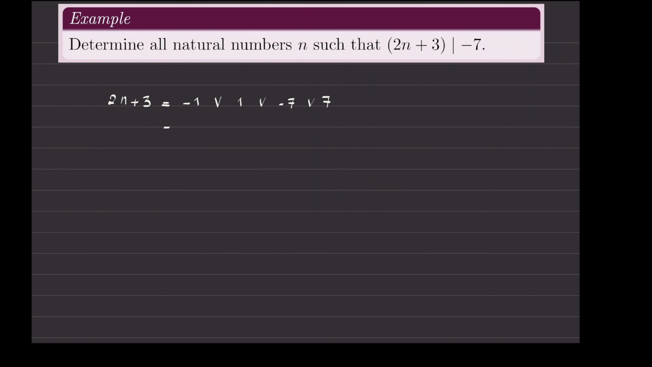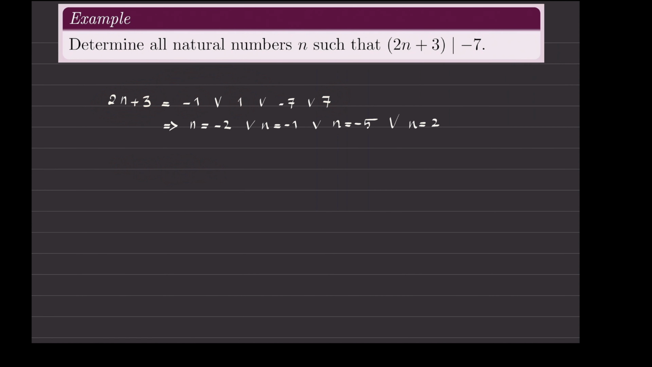From the first one, what happens? n becomes what? You can do it in your head. Equate this with this one. So 2n becomes minus 4 if I move 3 to the other side, so n becomes minus 2. Or what happens if I put it equal to 1? I move 3 to the other side, so 2n becomes minus 2, n becomes minus 1. Or this one, I move 3 to the other side, it becomes minus 10. So 2n is minus 10, n becomes minus 5. Or finally, if I put this one equal to 7, 2n becomes 4, n becomes 2.